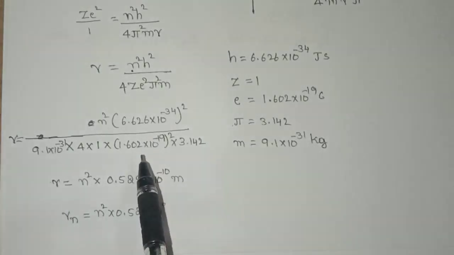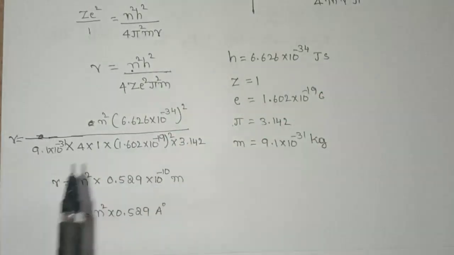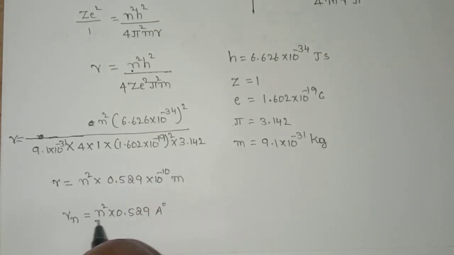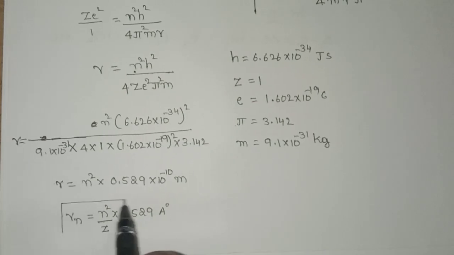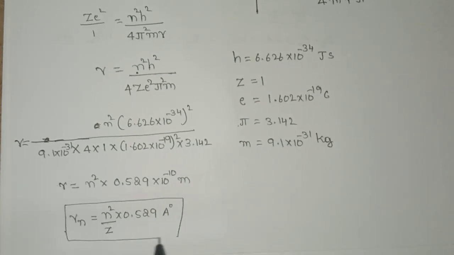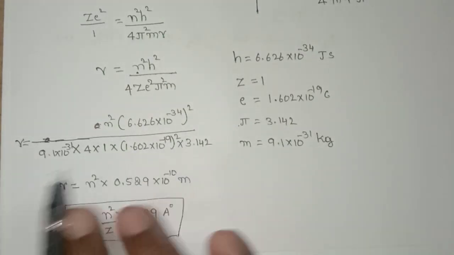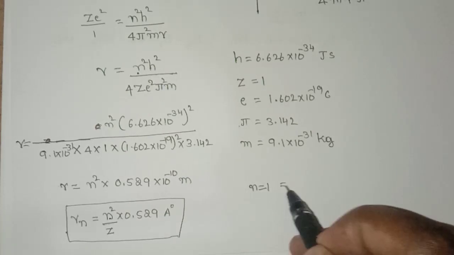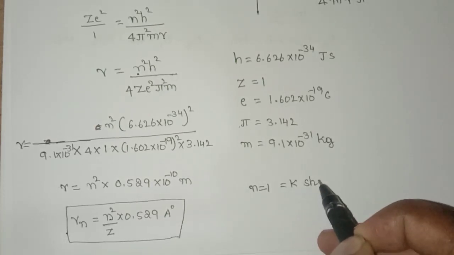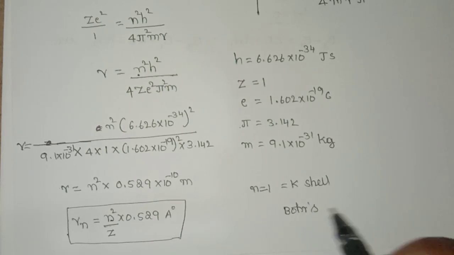Suppose you want to evaluate the radius of a hydrogen-like species, then we should retain the value of Z over here. And thus, this is the finalized expression that we can use for determining the radius of any orbit. If the value of n is equal to 1, that is the K shell, and that K shell is also called Bohr's orbit.